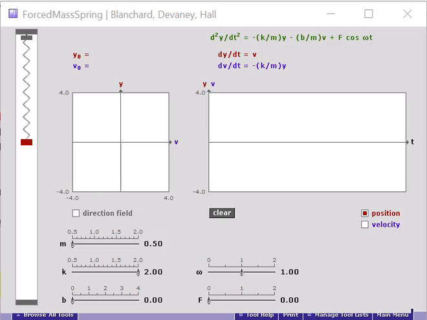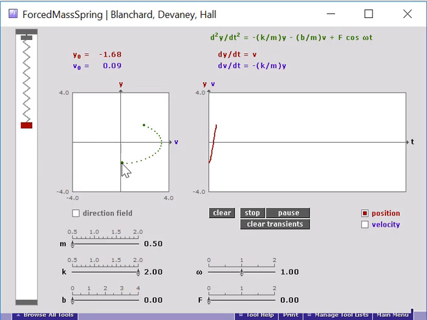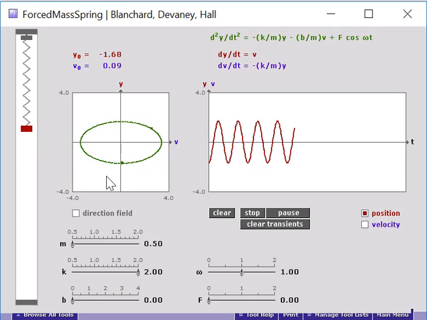Okay, so now we want to talk about a forced mass spring. The first thing is if it has no damping at all, if B is equal to 0, where B is the damping coefficient, K is the spring constant of 2, and mass is a half. If we start this system, if we pull the spring down and let go, there is no force, and we just get simple harmonic motion back and forth.